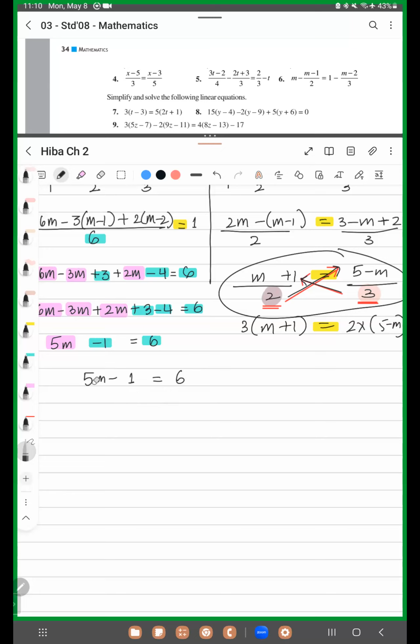Yes, so what was the confusion here? I did 6 minus 1. But why? That's what I'm asking. Why did you think 6 minus 1? Why did you not think that here it should be 6 plus 1? I got confused. Now the confusion is cleared? Yeah. Okay. So 5m equals 7. So m equals 7 by 5. 7 by 5. Okay.